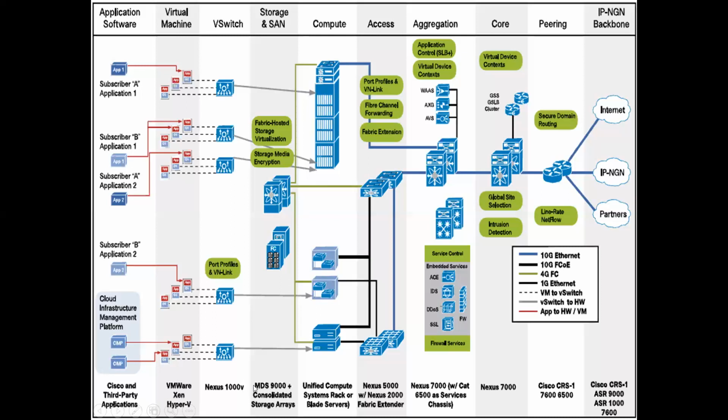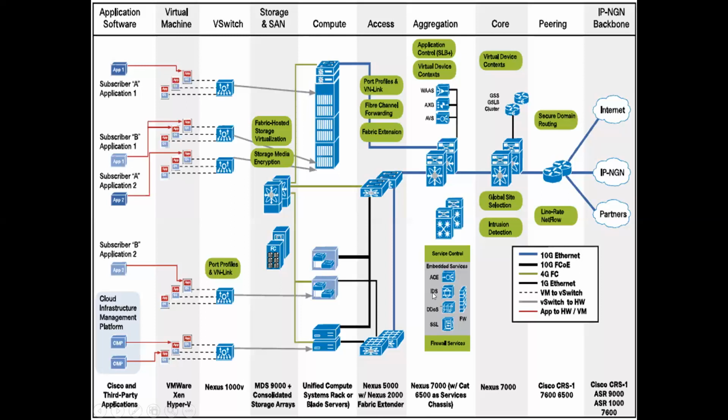So if we look here, we use MDS. Oh, wait, it should be here. The Unified Computing System rack or blade servers. That's really computer hardware. This column gives us access. Access includes the port profile, which should include the properties and settings to configure the virtual interface. If we look at the bottom of access, it is the Nexus 5000 with the 2000 fabric extender. That's the access part.